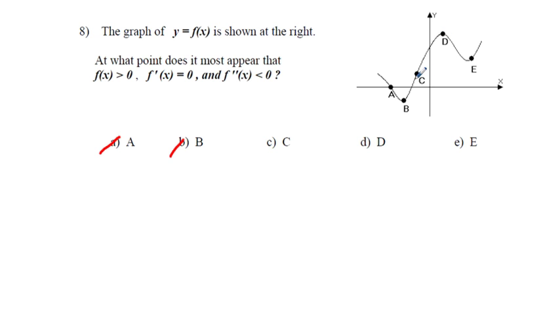But we know that is not the case at C or E. So anyway, that's going to be gone. So f prime of x equals 0, I think D is the only one it can be. And finally, f double prime of x is less than 0. We have concave down, right? That's concave down, so our answer is going to be D.